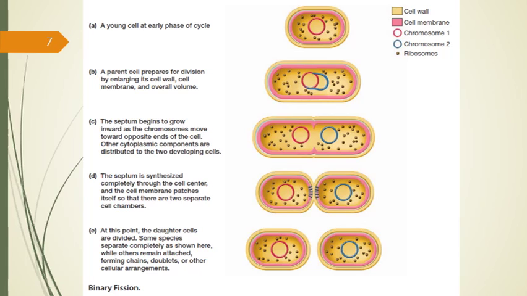Then the septum is synthesized completely through the cell center, and the cell membrane patches itself so that two separate cell chambers are formed. At the last point, the daughter cells are divided. Some species separate completely, while others still remain attached, forming chains, doublets, or cellular arrangements in other organisms. So this is the process of binary fission. I hope you understand this method by these pictures and illustrations.